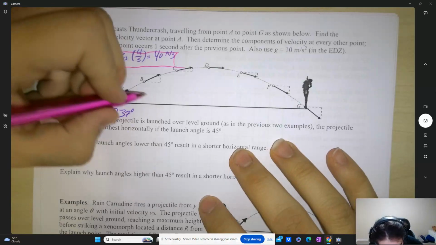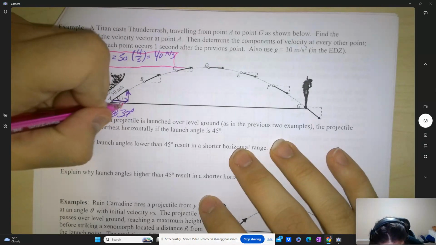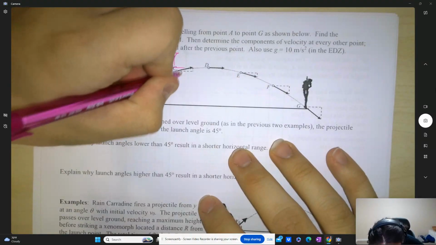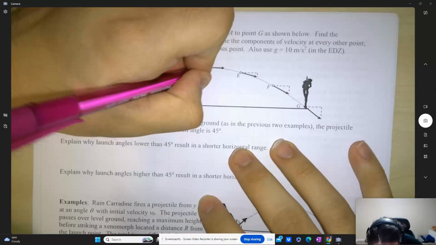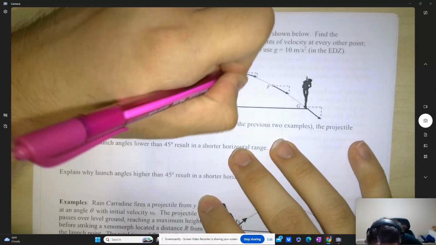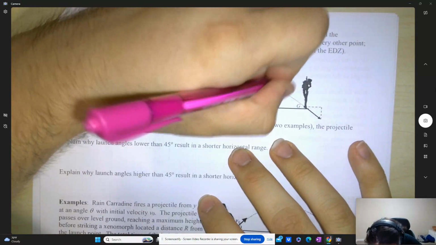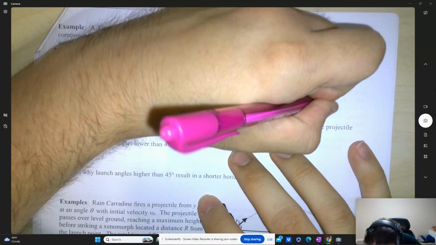This is going to be 40 meters per second, 40 meters per second, 40 meters per second. Do you get the point, right? 40 meters per second, 40 meters per second. You see that, right? Okay, 40 meters per second, and finally 40 meters per second.